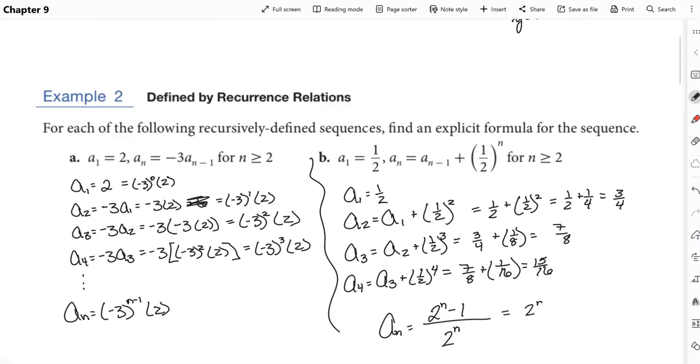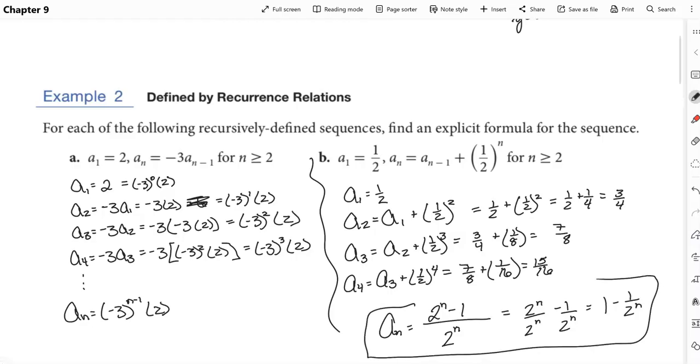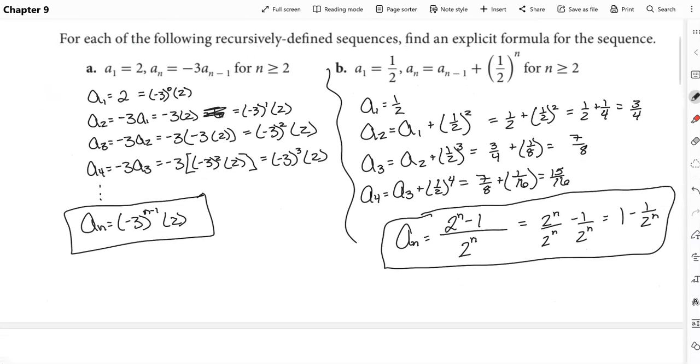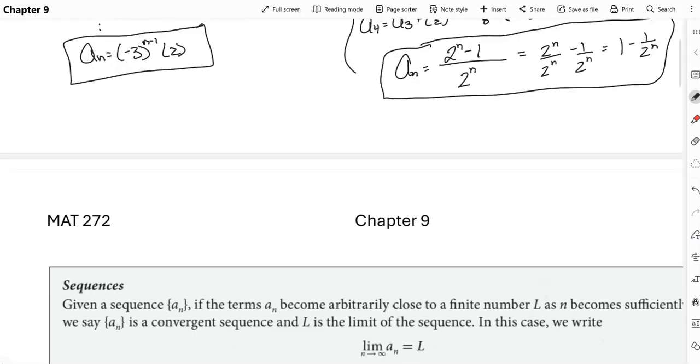And we could leave it like that, or we could split that numerator and think about it as 1 minus 1 over 2 to the n. Either one of those would be perfectly fine. And sometimes it takes just looking at it and trying different things to see if you can figure out what that pattern's going to be.